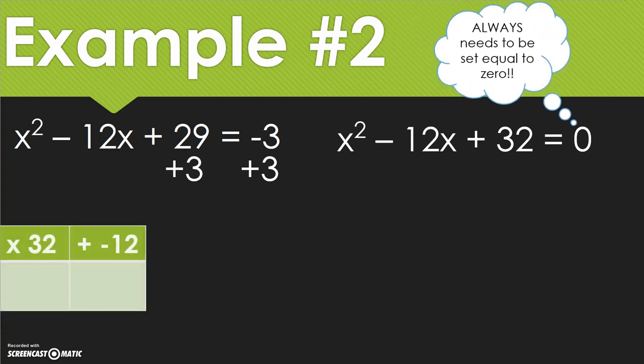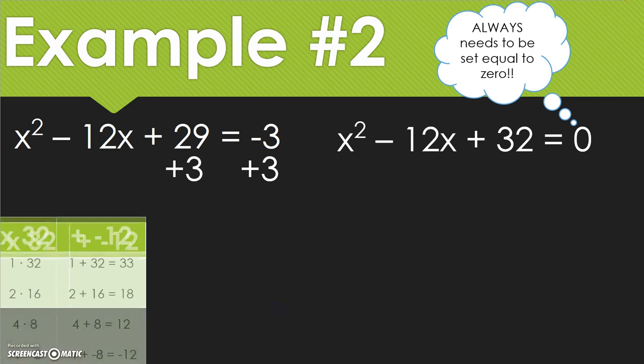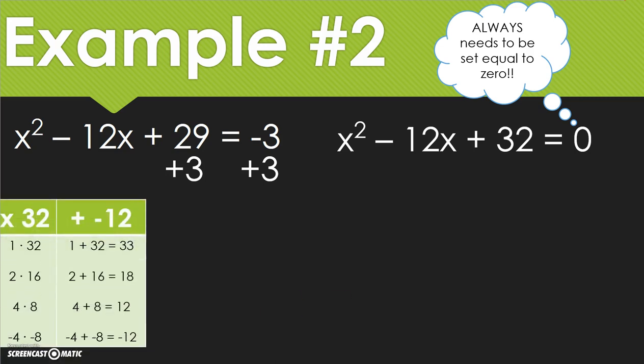Alright. Then we're going to make our table. So we're going to multiply to get 32 and add to get -12. Well, our factors of 32 are 1 times 32, but that equals 33. 2 times 16, but that equals 18. 4 times 8, that equals 12. We need a -12, so we're just going to flip our signs and make it a -4 and a -8 to be -12.